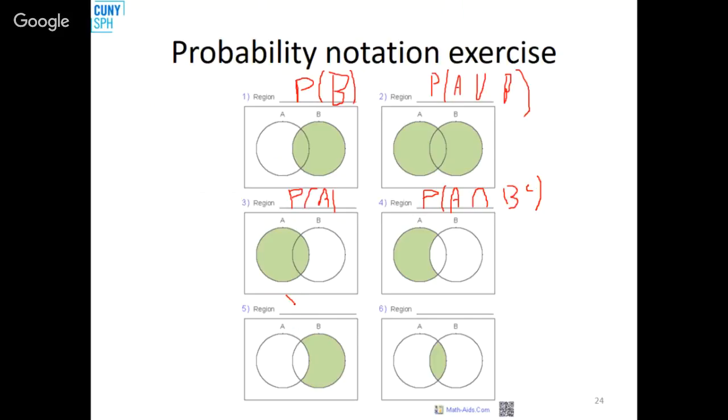What about this one? B and A complement. The probability of A and B. All right, great.